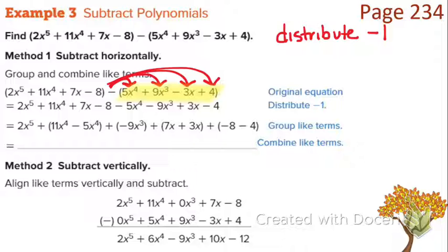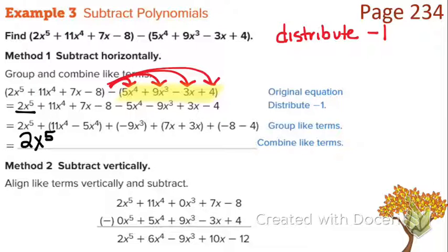So now we're ready to combine our like terms. And we start with the highest power. So the highest power is x to the 5th. There's only one thing that has that exponent, so this does not have a like term. So we're going to start off our answer with 2x to the 5th.